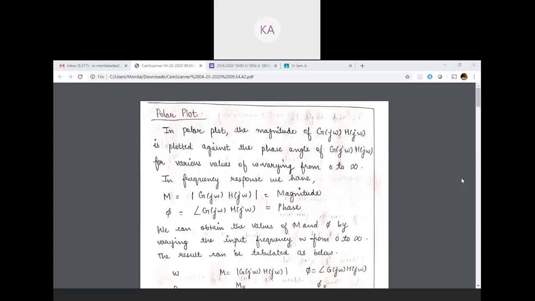Yes, ma'am. So today we are going to discuss polar plots. This topic is from module 4. As I told you earlier, we are left with only two topics, polar plot and Nyquist plot. We'll complete polar plot today and next week we'll complete Nyquist plot. With that we'll finish our syllabus. So let us see how polar plots are drawn for a given control system.